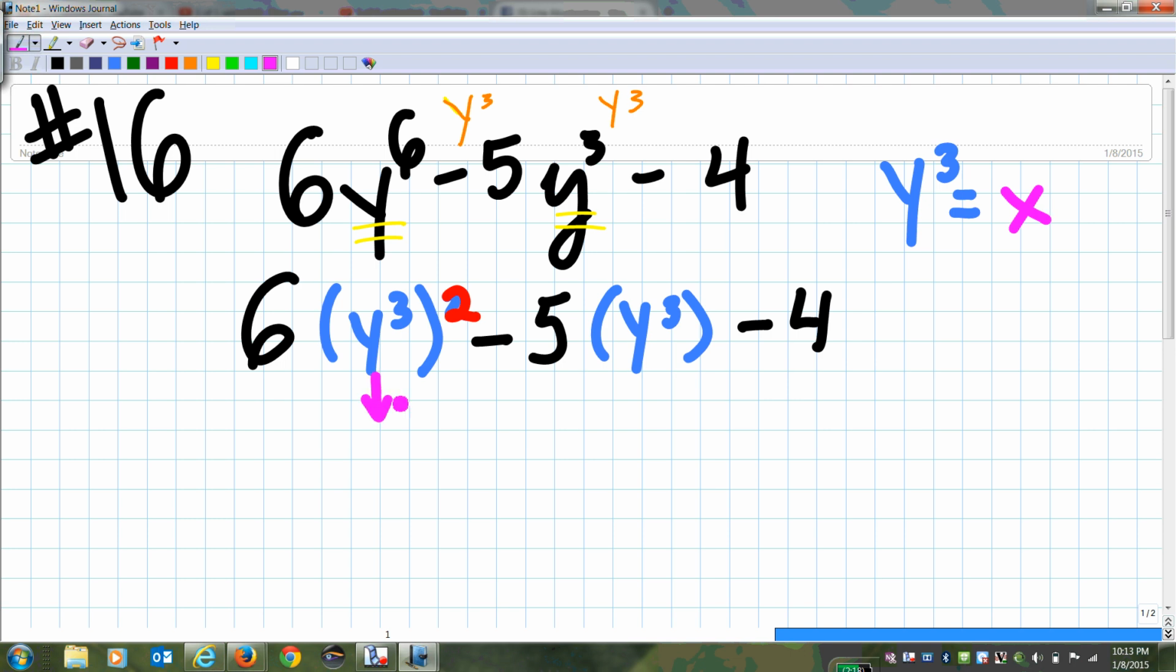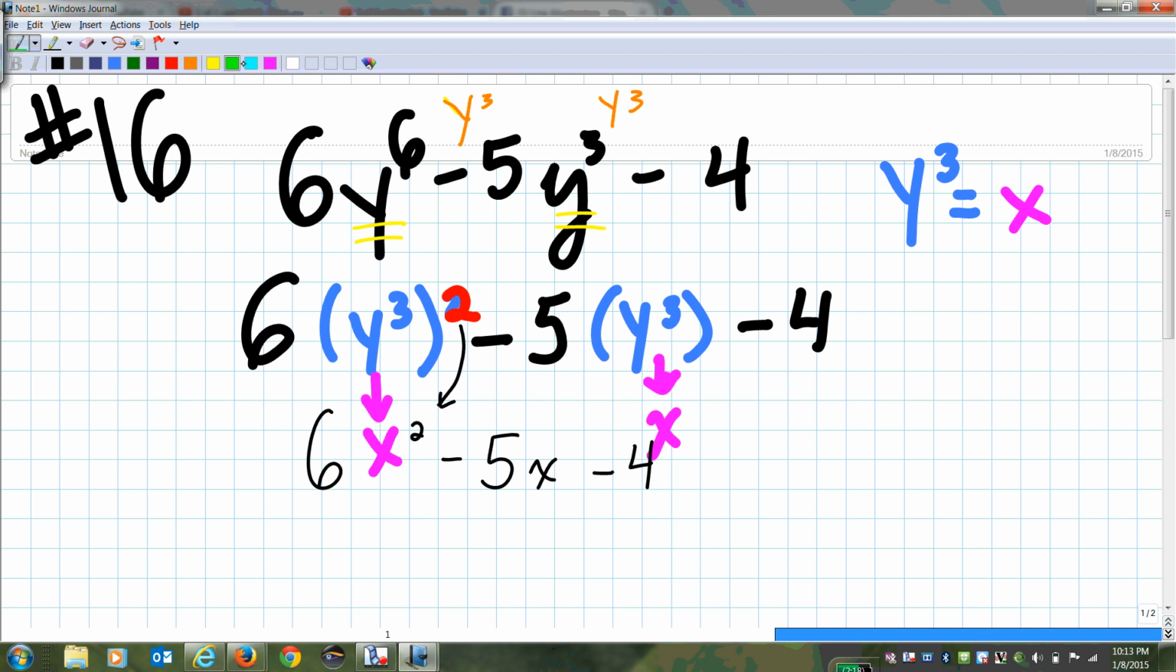Okay, so right here, there's going to go an x. And right here, we're going to put an x. And we end up with 6x, and bring down the square, minus 5x minus 4. Now, this is more like your normal quadratic.